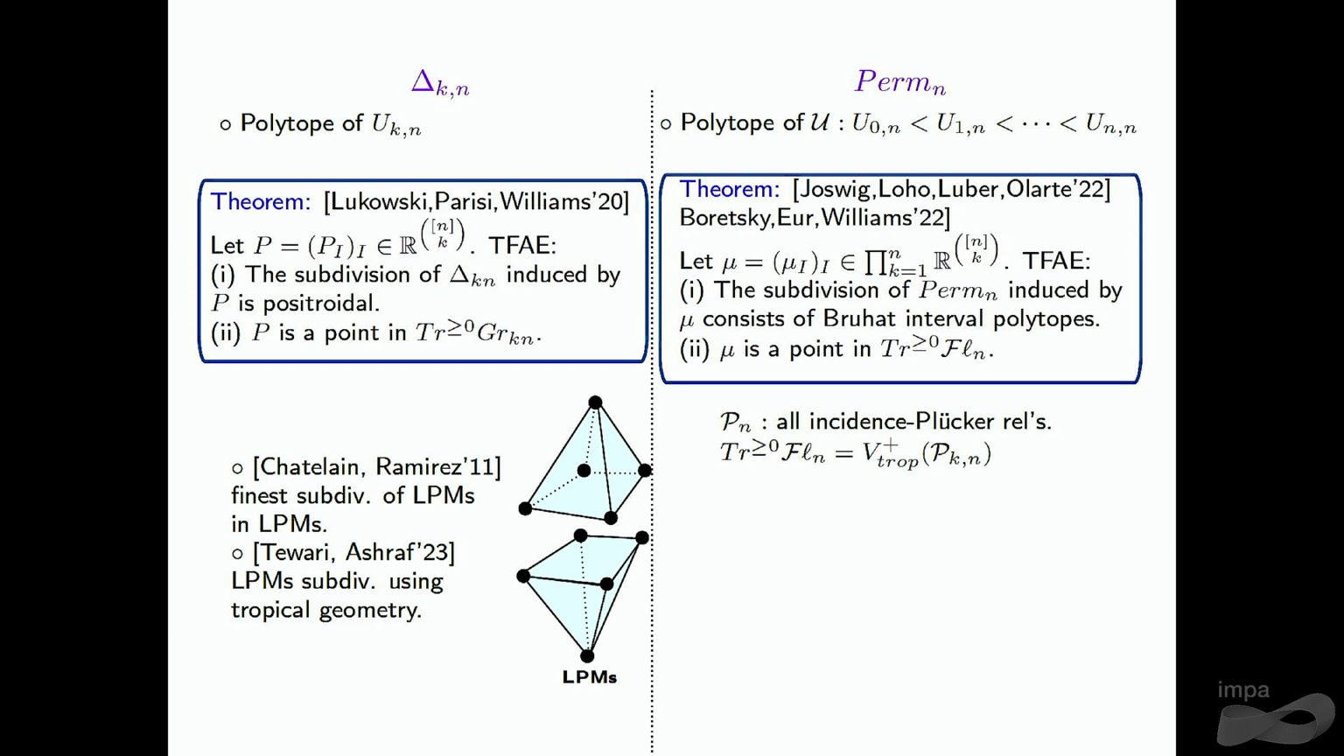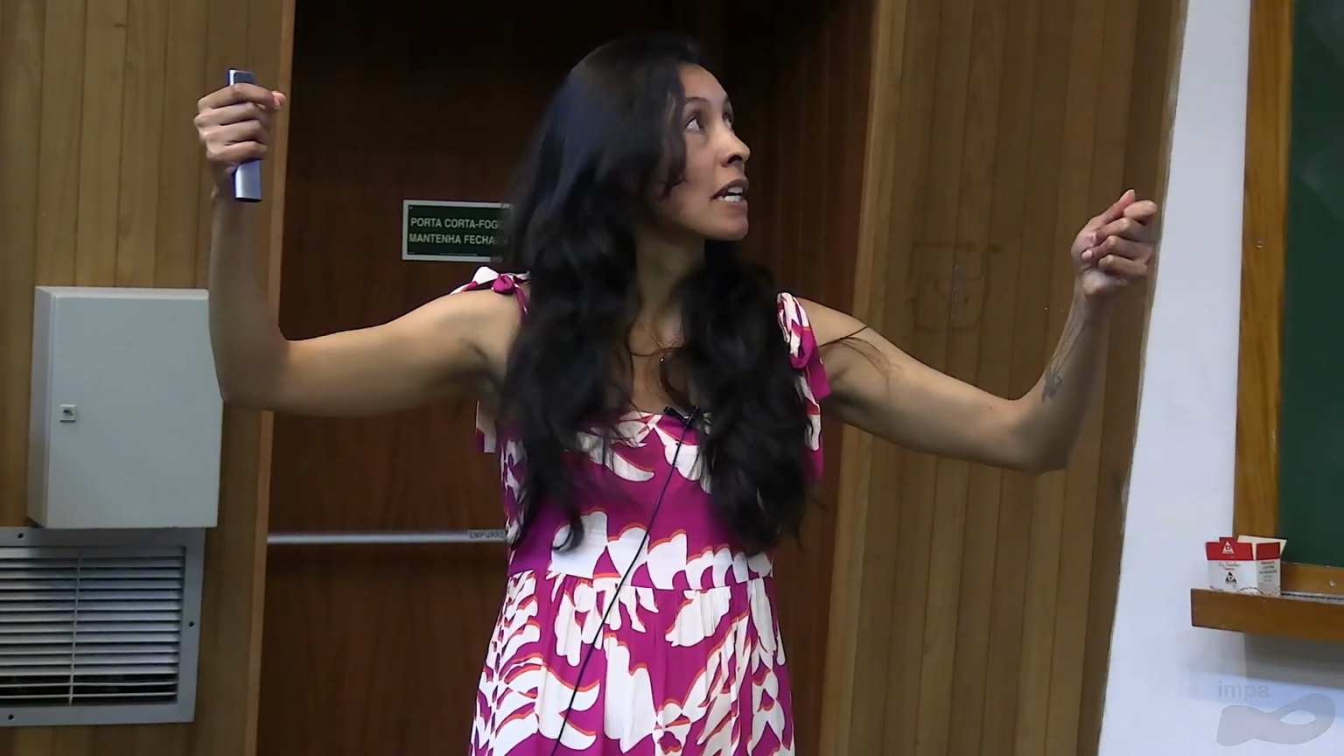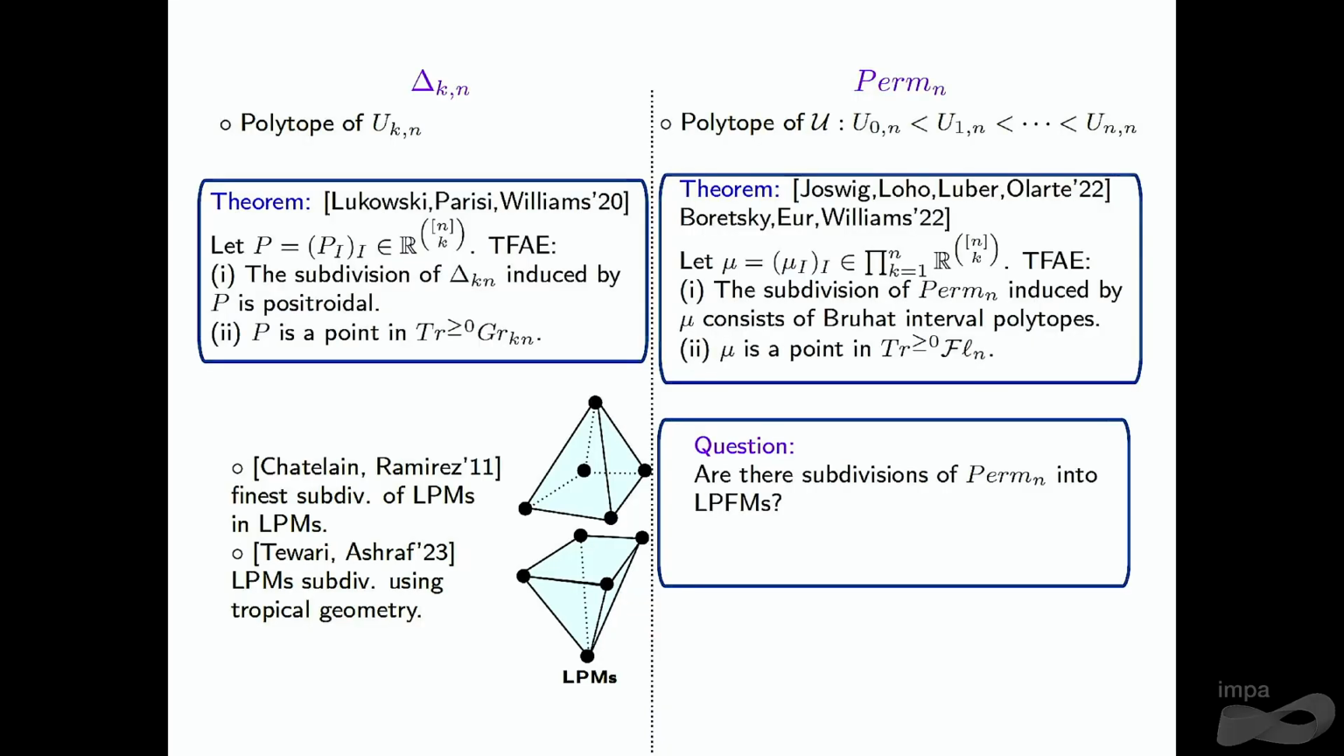One direction of this result tells you that what you obtain is a subdivision such that each piece is a flag of positroids, and the other direction is also true. If you subdivide the permutahedron into pieces such that each piece is the polytope of a flag of positroids, then that regular subdivision must be a point in the positive tropical flag variety. So the question is: are there subdivisions of the permutahedron such that each piece is exclusively a flag of lattice path matroids? And the answer is yes. In the 10 minutes I have left, I want to show you how to start building them.